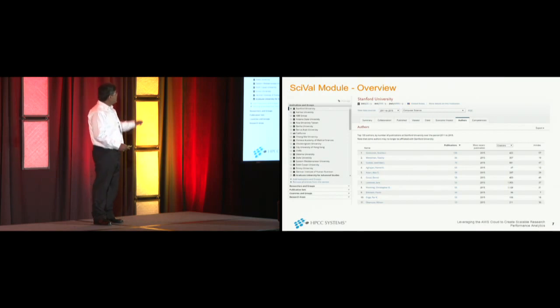In addition, in the overview, we compute several top end lists as well, like top countries, top institutions, top journals. And here I have top authors listed. And these are the top authors for Stanford in the computer science field, and authors are ranked according to the number of publications.